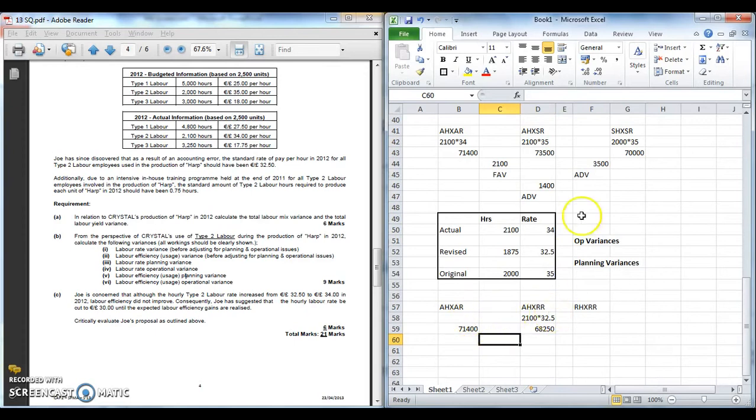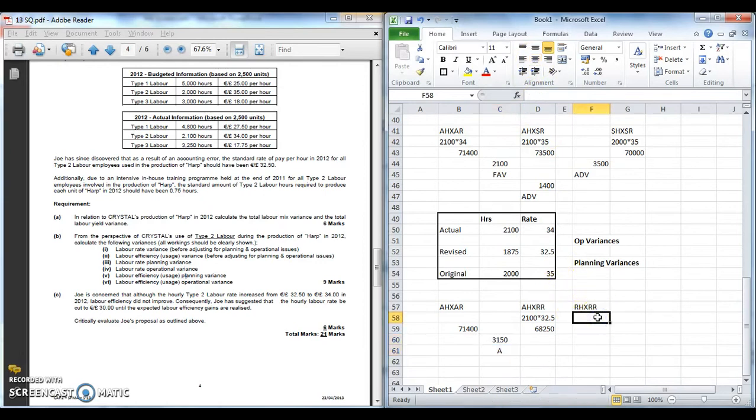So you can see here, for the rate variance, now remember this is operating, your actual price was 71,400 paid. It's compared to the standard rate used would have been 68,250. Therefore, there's a variance of 3150, and that 3150 again is adverse. Why is it adverse? Well, the actual rate paid was 34. The revised rate was only 32.5. Therefore, it was poor performance compared to standard.